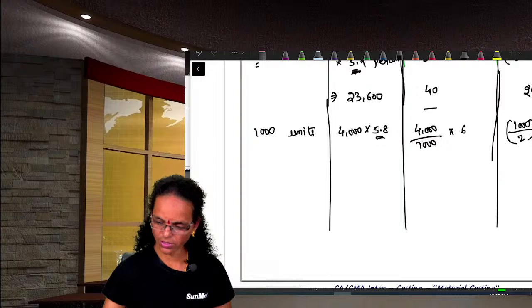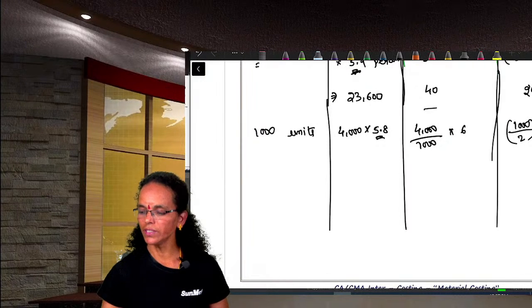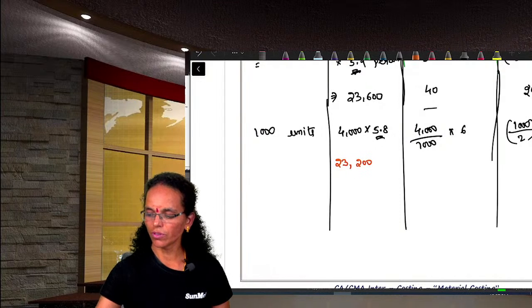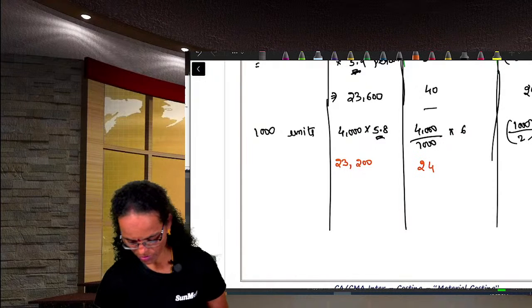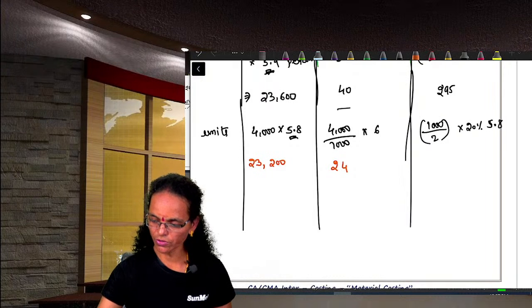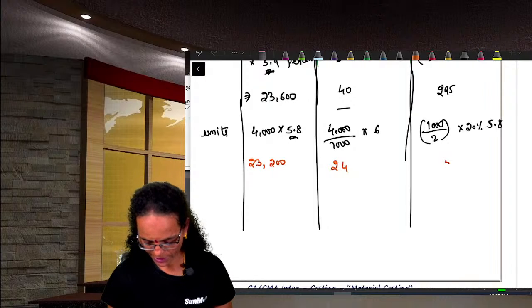So calculations, 4,000 into 5.8 is 23,200. 4,000 divided by 1,000 into 6, 24. 1,000 divided by 2 into 20% into 5.8, that is 580 rupees.